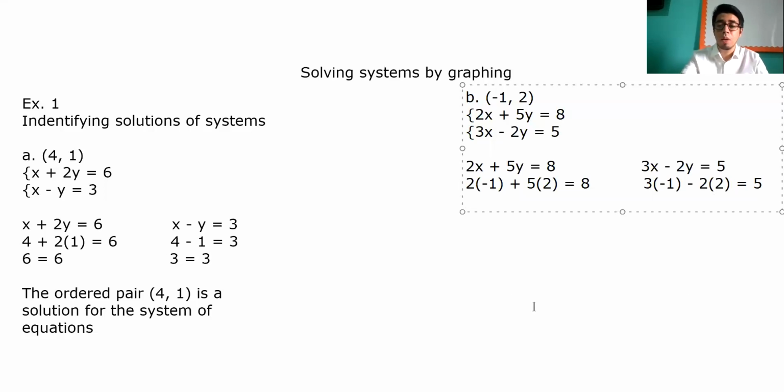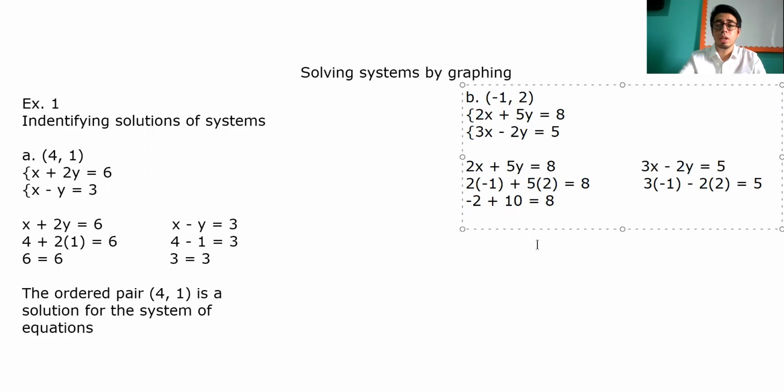2 times -1 is -2, plus 5 times 2, that is going to be 10. This has to be equal to 8. So you can see that it's true, right? -2 plus 10 is going to be 8, equal to 8. So in this case, these values for x and y make this equation true.